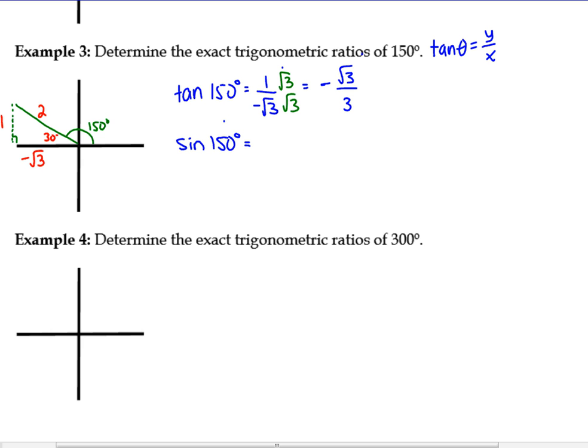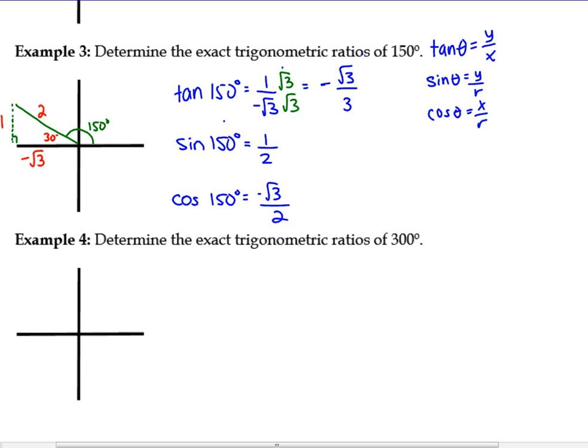What would sine 150 be? Sine is y over r. What's your y? 1 over 2. Done. That's an easy one, and an easy one to check your answer too. Okay, cos is x over r. So x is negative root 3 divided by 2. We're done.